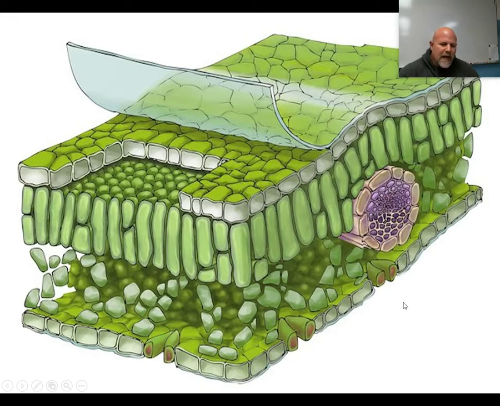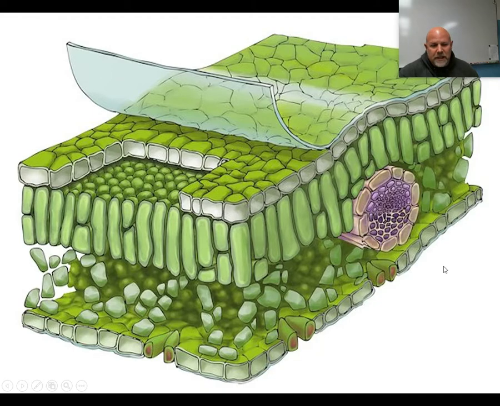So we have carbon dioxide entering from the atmosphere through the stomata, coming up to the palisade layer to do photosynthesis. And then the oxygen being produced up here is leaving the leaf through the stomata.